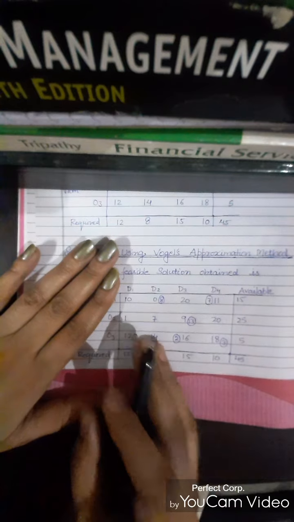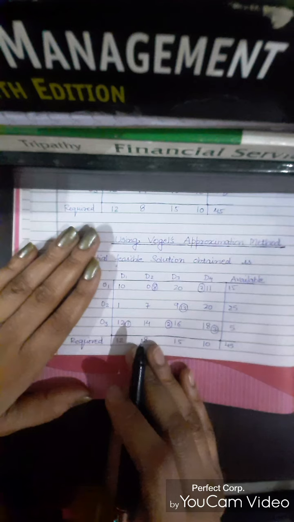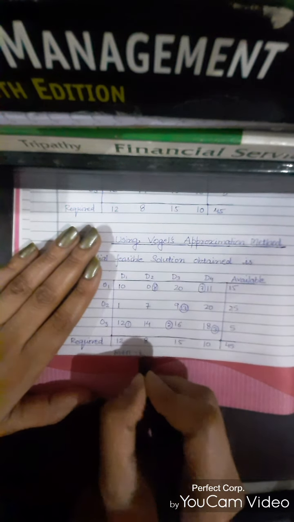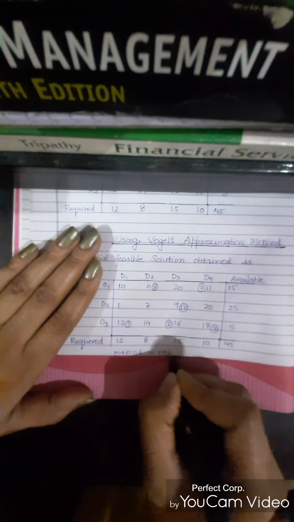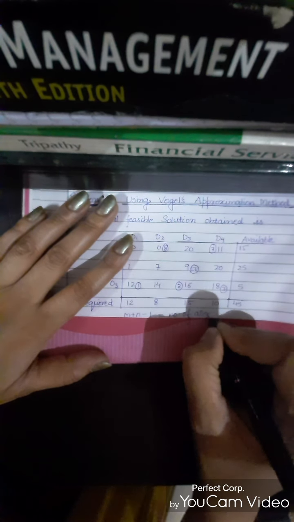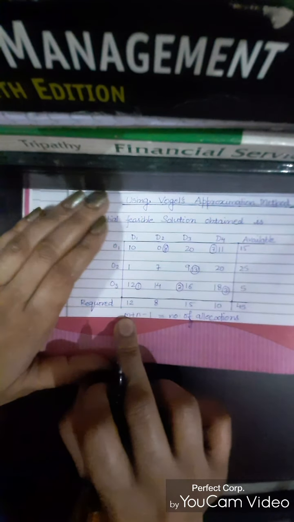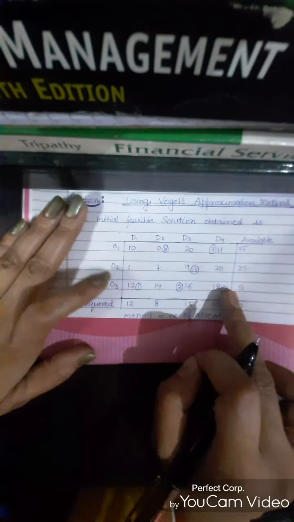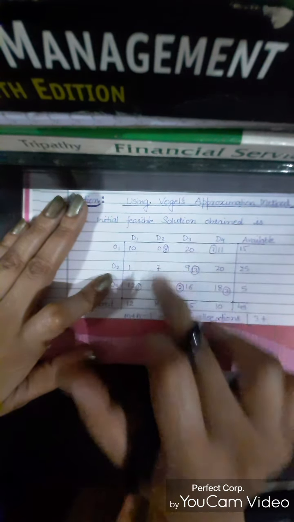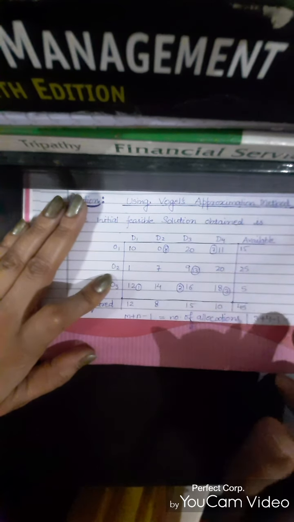Before moving to the MODI method, the first thing we have to do is check the degeneracy problem. And what is degeneracy? That is to check that m plus n minus 1 should be equal to the number of allocations. So we check m, that is the number of rows, 1, 2, 3, plus the number of columns, 1, 2, 3, 4, minus 1 should be equal to the number of allocations.